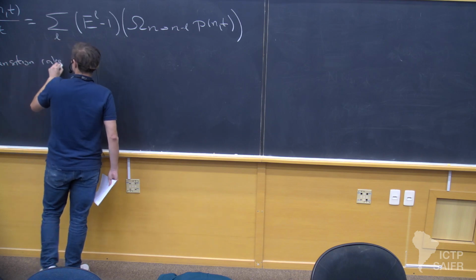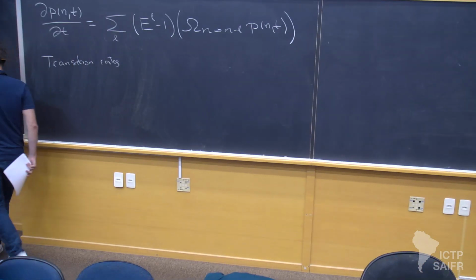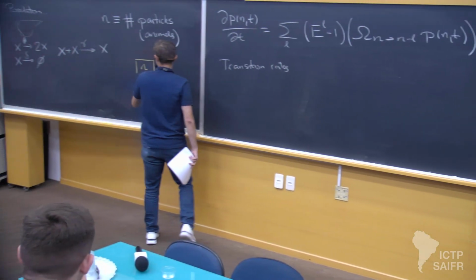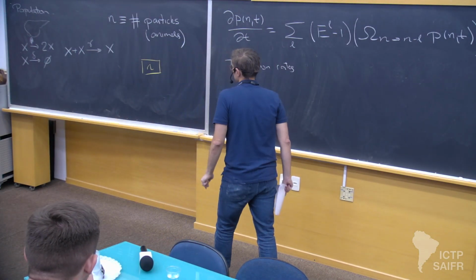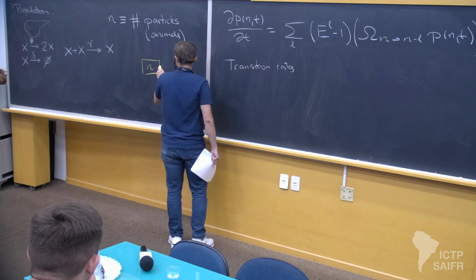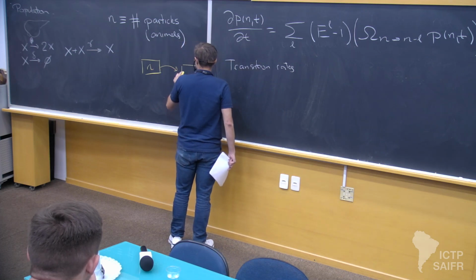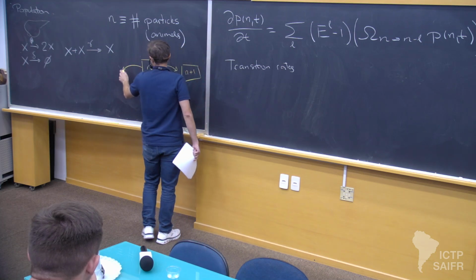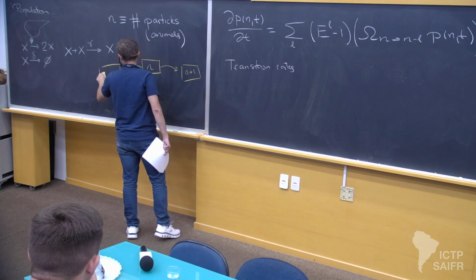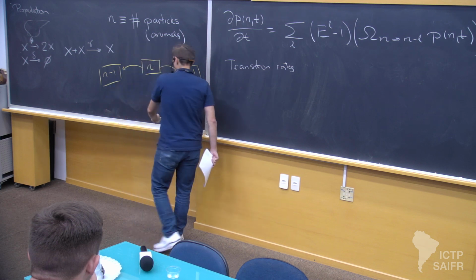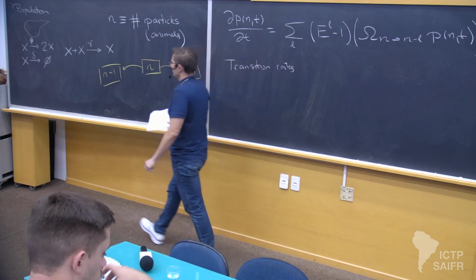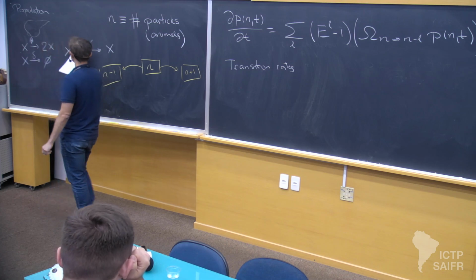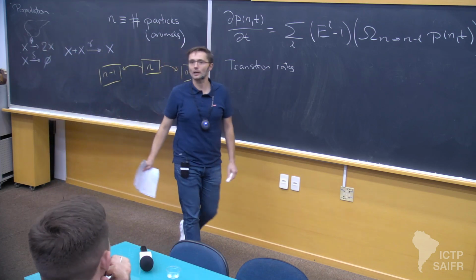What are my transition rates? If I have n particles, or n animals, here in Tenerife, I only have two possible outcomes. From n, I can only go to n plus 1, or I can only go to n minus 1, because I'm always working with one-step processes. I have one animal reproduces, one animal dies, two animals encounter, one survives, the other dies. Yes?